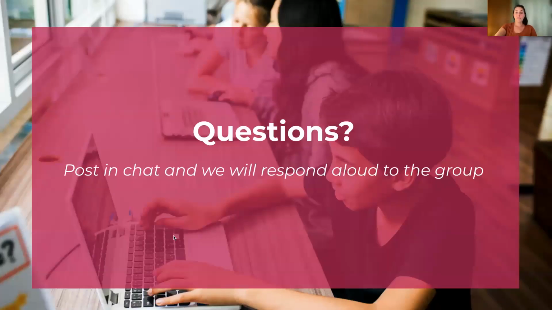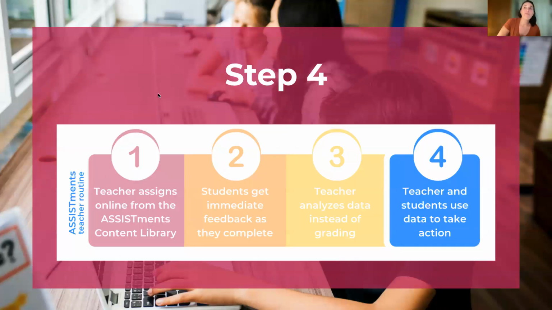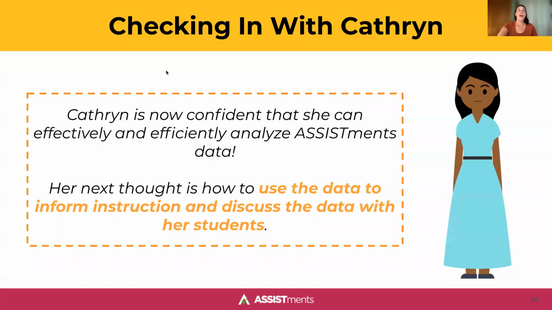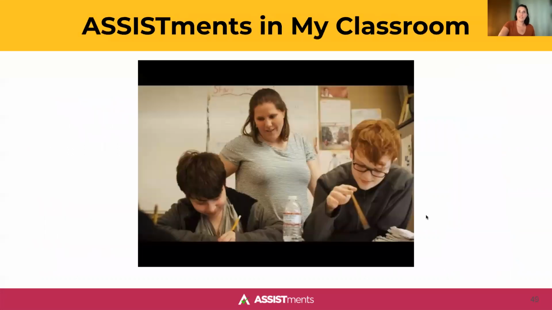All right. So anything that is coming up, Carrie can get to in the chat or raise to me at the next question break. So step 4 of the ASSISTments 4-step process is that teachers and students use data to take action. Checking back in with Catherine, she is now confident that she can effectively and efficiently analyze ASSISTments data, find the whole class data report, figure out what student scores are, and see how many attempts it took them. Her next thought is how to use the data to inform instruction and discuss the data with students.